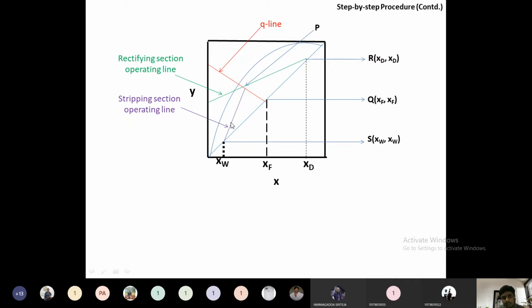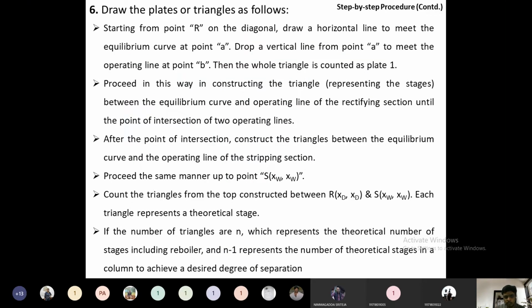So there are only two operating lines. This feed line is the feed plate intersecting line, whereas this green line is the rectifying section operating line, nothing but the top section of the column, and the bottom line is the stripping section operating line, nothing but the bottom section of the column. So using these operating lines, between the operating lines and the equilibrium curve, we have to draw triangles. So how to draw the triangles? These are the usual step-by-step procedure.